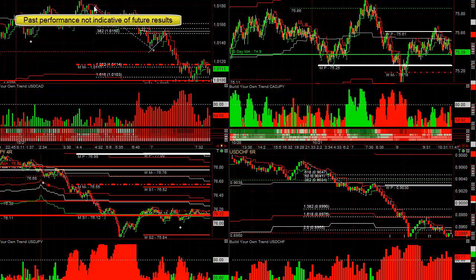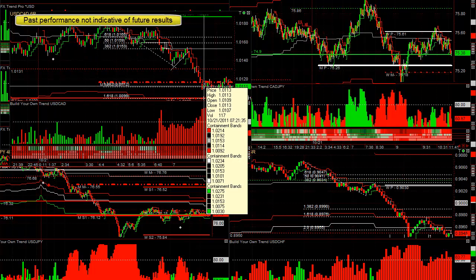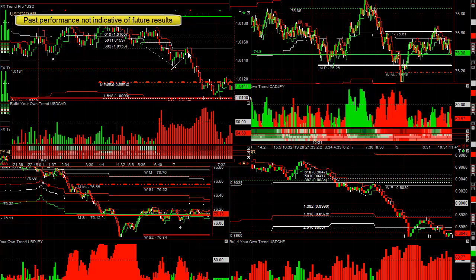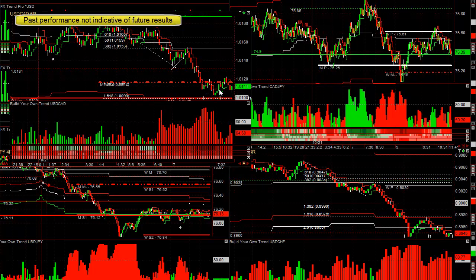Let's fix this here. Let me move this over so you can see. This is a dollar CAD, 6 pips per bar, and you can see it went right down to this level here at 13. It's a 30 or so pip move, and our intelligent trailing stop got you out pretty much right here at 09.